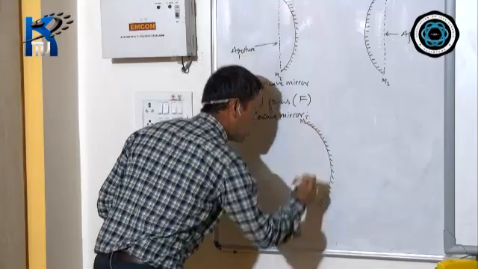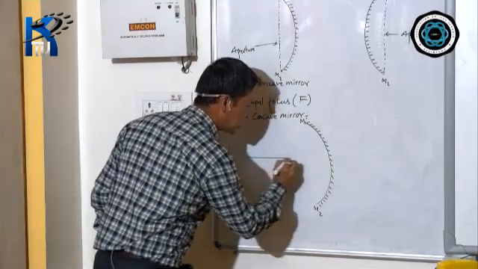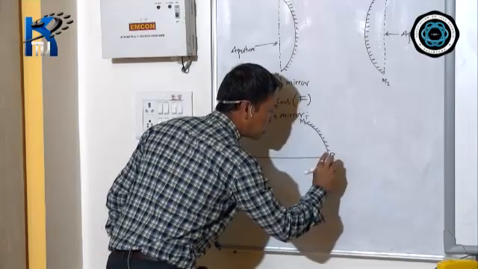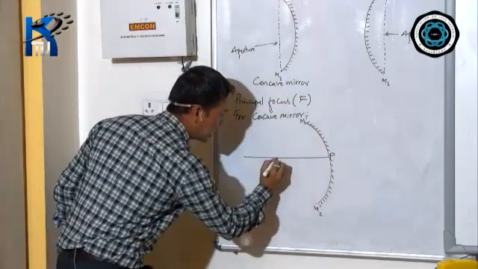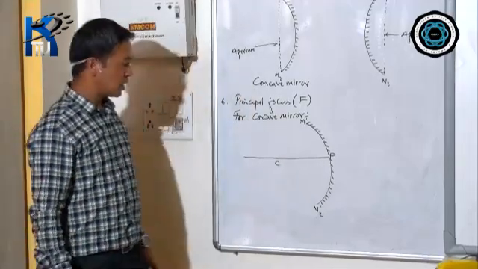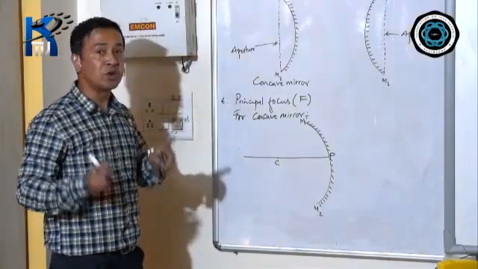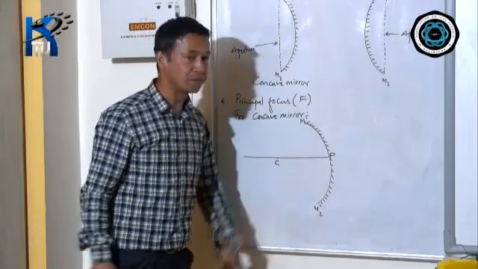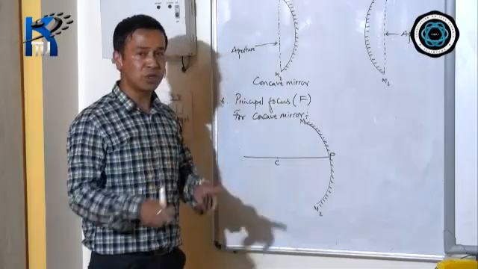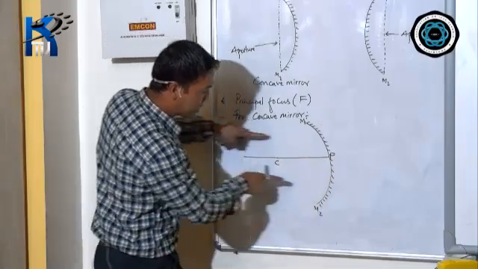I'm marking this as M1 and this as M2. Now let me draw the line, and you know this line is called the principal axis. There is a pole, which is nothing but the geometric center of the spherical mirror, and this is the center of curvature, that is, the center of the sphere. Now when we define principal focus, we consider the rays incident on the mirror. We take the incident ray in such a way that the light is incident parallel to the principal axis.